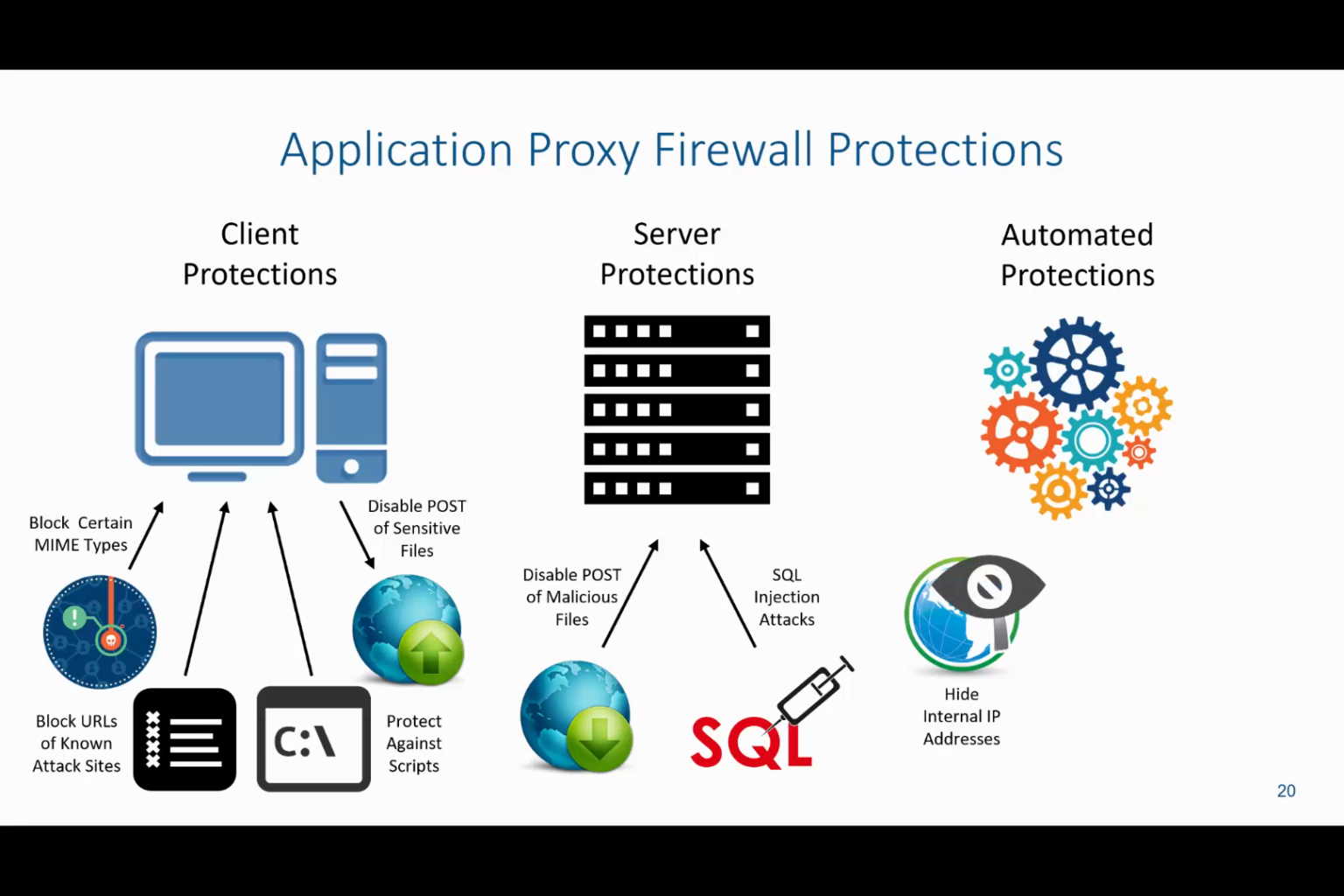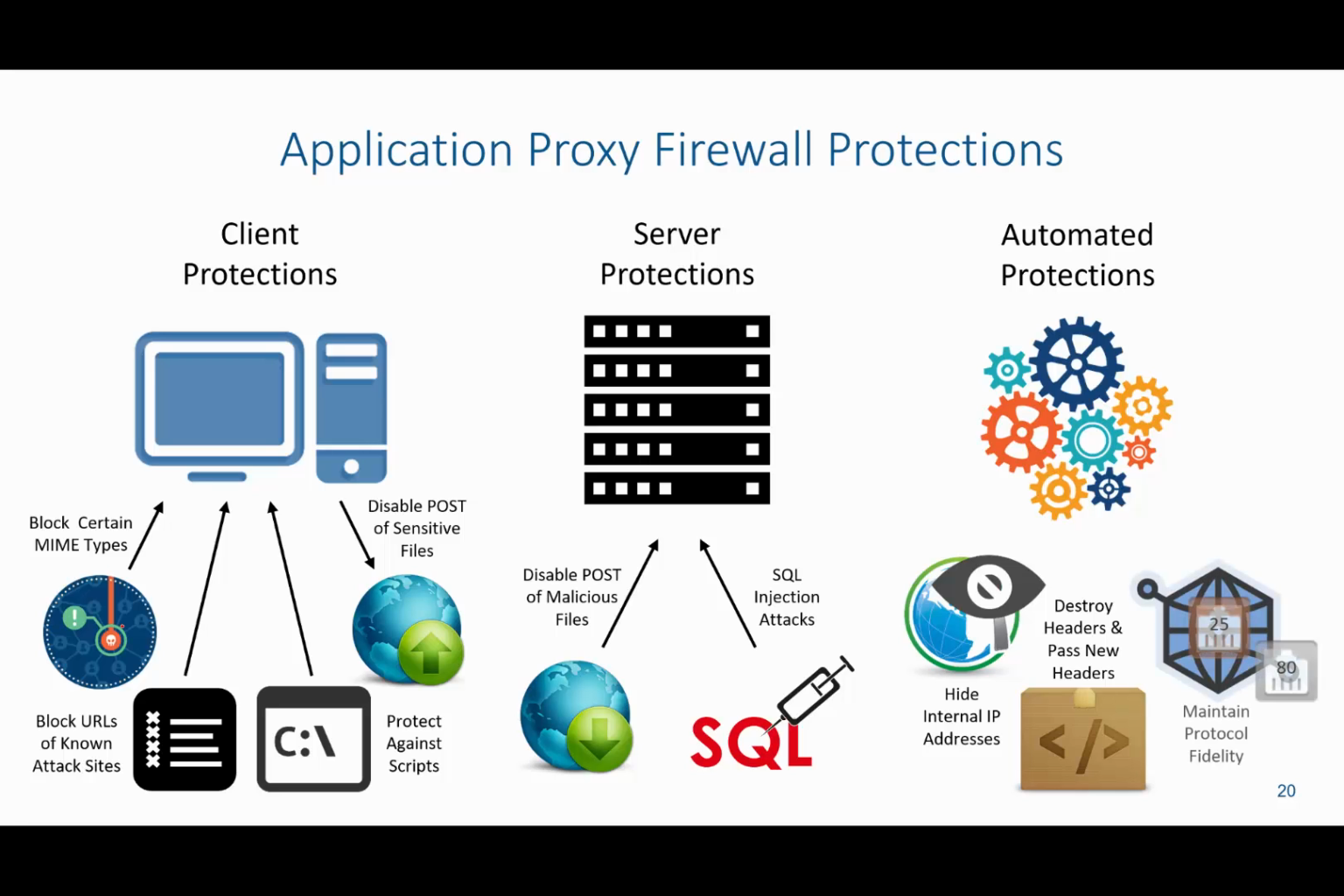Automated protections that are offered by application proxy firewalls include hiding internal IP addresses, additionally destroying headers and passing new headers, because sometimes headers can store malicious information, and then finally maintaining protocol fidelity, so ensuring that port 25 is associated with our SMTP application, that port 80 is associated with our HTTP application rather than something different.